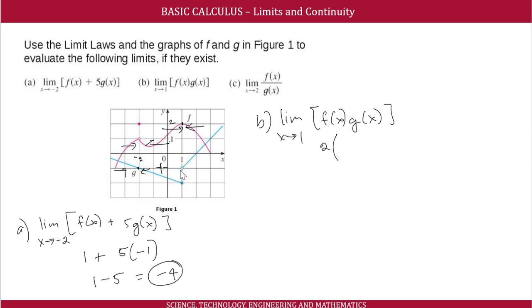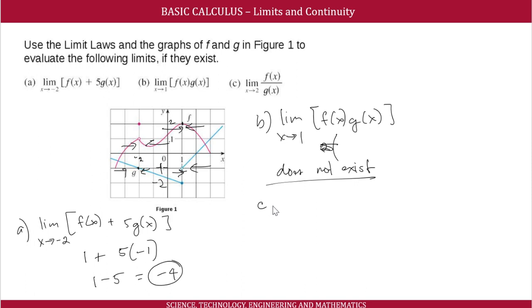From the left here, what's the value? Negative 2. Coming from the left toward 1, negative 2. And coming from the right toward 1, negative 1. So the left and right hand sides are not equal. So we can say that the limit of g of x does not exist. So we cannot multiply 2 by does not exist. Therefore, the answer here is: does not exist. So the limit of the given product does not exist.